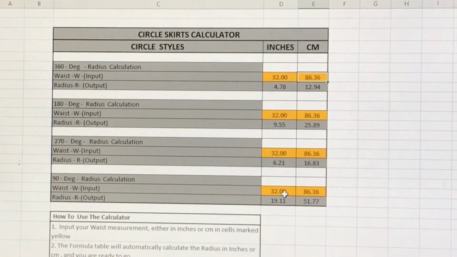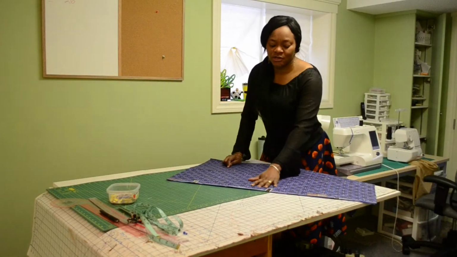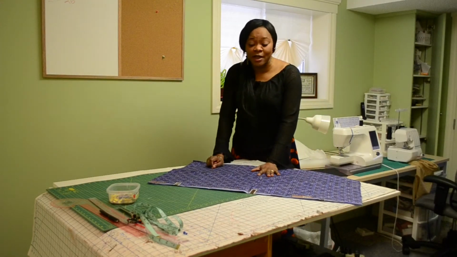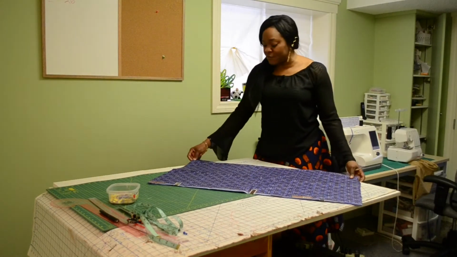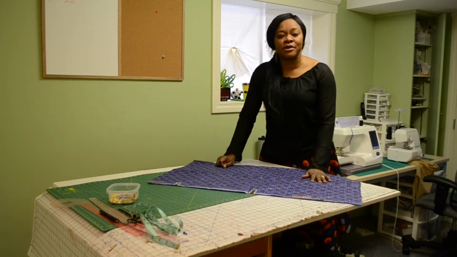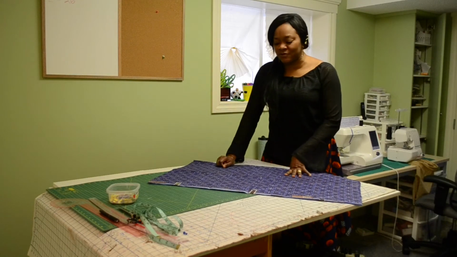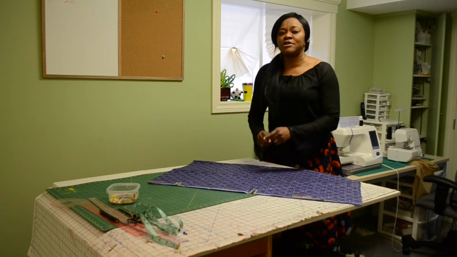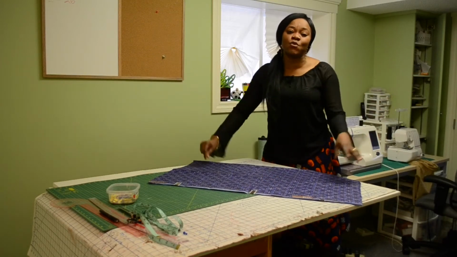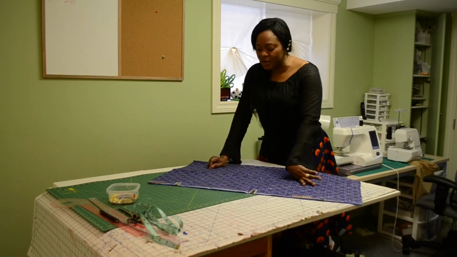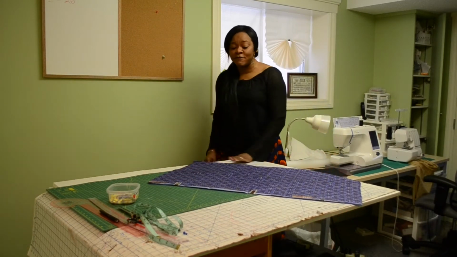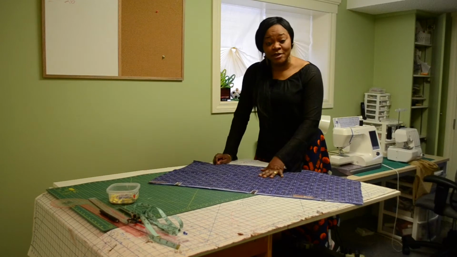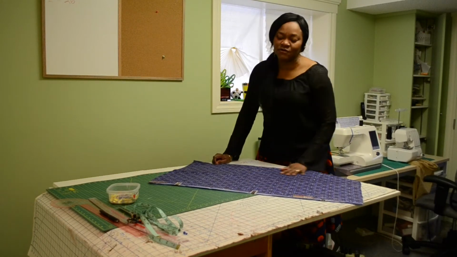Let's get started with the cutting of the fabric. We already input our 32 inches waist measurement in the calculator, and the radius we got was 9.5 inches, and that's what we'll be using to cut our fabric. Typically, a 2-yard fabric is enough for a 180 degree circle skirt. You use less than 2 meters actually. If you're using a 60 inches wide fabric, you use 1.8 meter of fabric. But if you are using 45 inches wide fabric, which is typical to all Ankara and some native fabric, you use 2 yards of fabric.